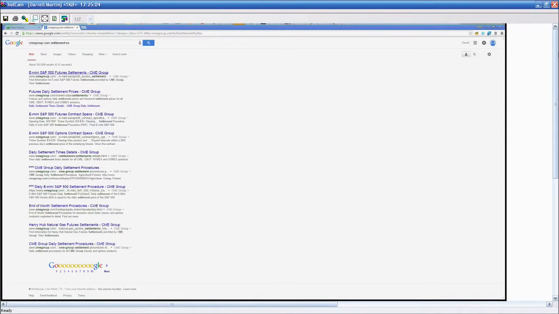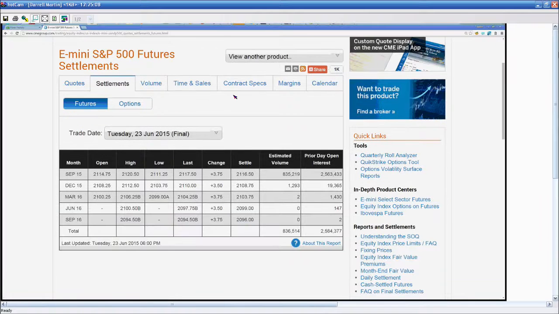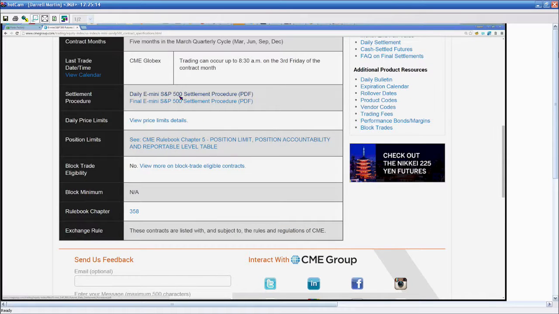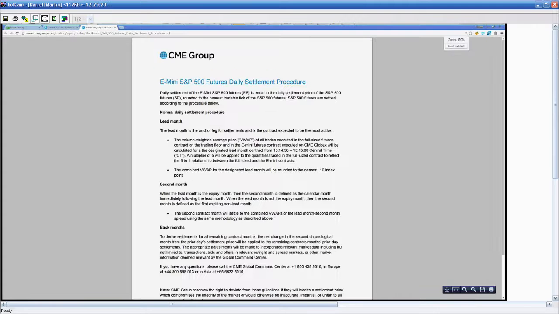Let's see here. That's settlements. So if we can find the settlement procedure. There we go. Okay, so what it says they do on this is a CME Group. So I want to show you this. It's not just like, oh, this Nadex company. I want to show you this is what regulated exchanges do on purpose.